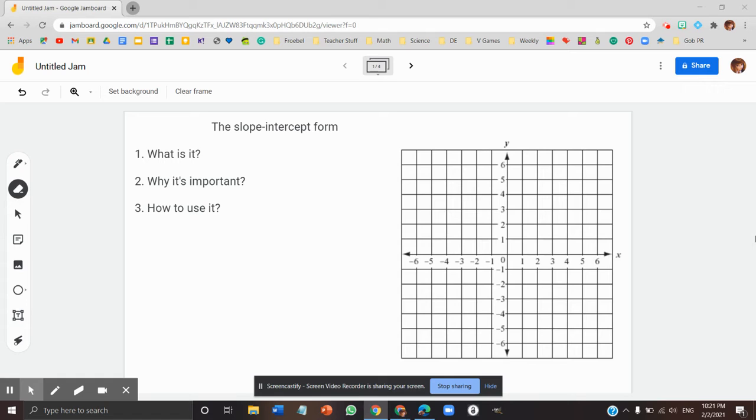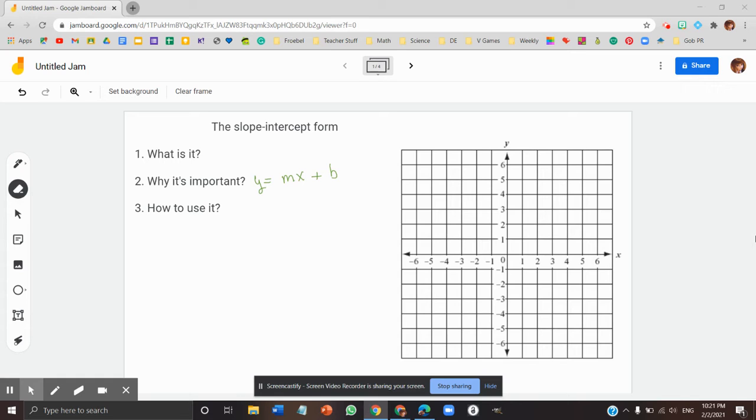We already said that the slope-intercept form is this equation right here, or this form right here. It is y equals mx plus b. We already talked about that. That is our slope-intercept form. It is a linear equation that we can use to find information on a line in my plane, right?